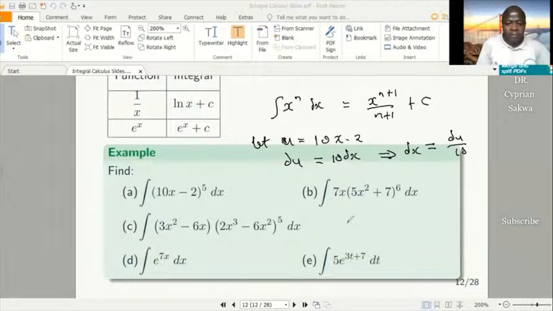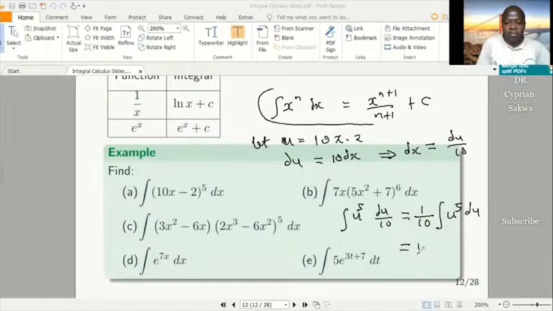So what does that become? The integral now will be written with u, raised to power 5, instead of 10x minus 2, and instead of dx, I'm writing du over 10. At this point, we take the constant outside the integral sign, and the constant is 1 over 10. So what I have is u raised to 5 du. We can do this comfortably, because we know how to integrate it using this rule.